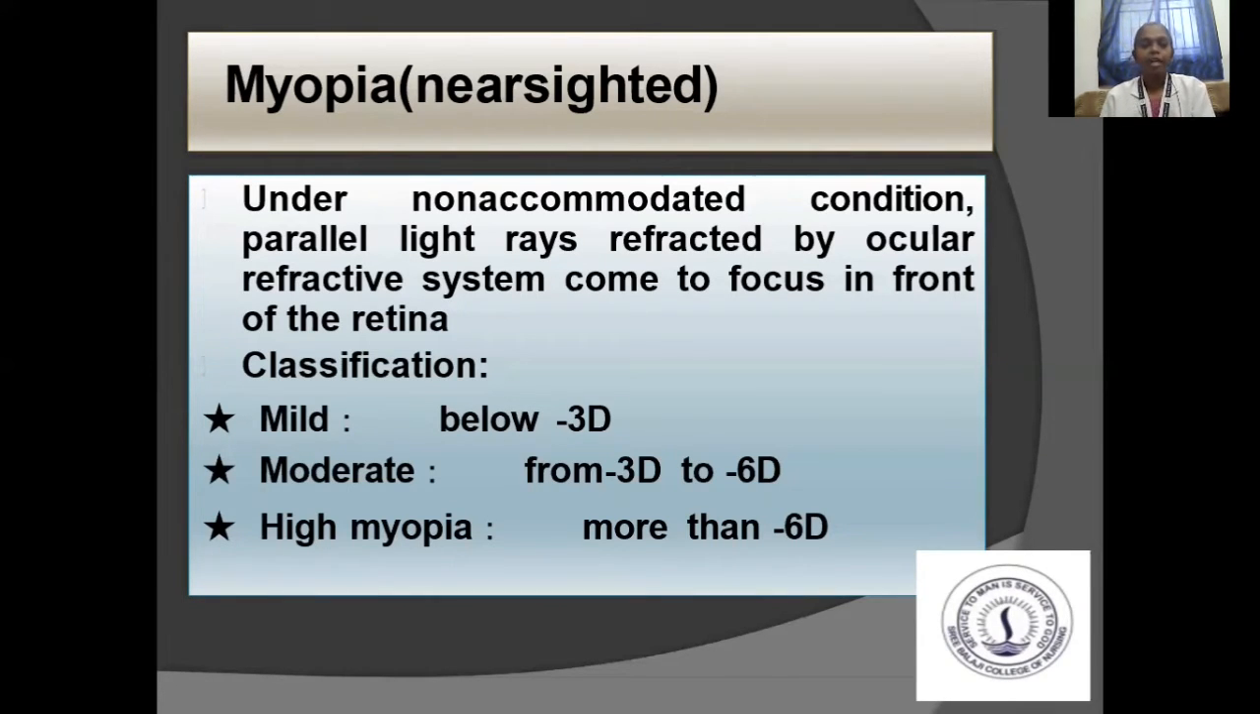We'll discuss the classification. If the patient has mild myopia, it will be below 3 diopter. Moderate means between 3 to 6 diopter. High myopia means more than 6 diopter. So based upon the refractive power, we can categorize myopia under 3 major headings: mild, moderate, and high myopia.